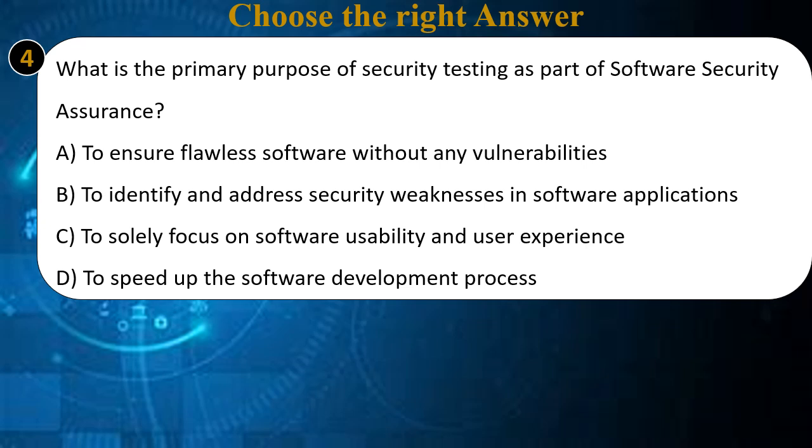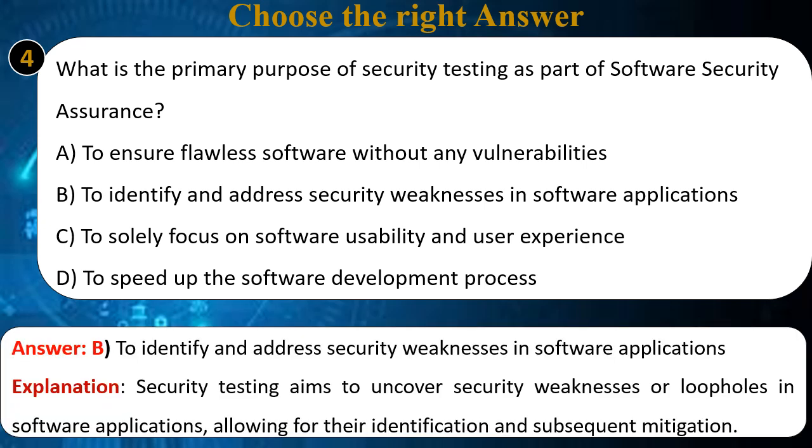Question number 4. What is the primary purpose of security testing as part of software security assurance? A. To ensure flawless software without any vulnerabilities. B. To identify and address security weaknesses in software applications. C. To solely focus on software usability and user experience. D. To speed up the software development process.